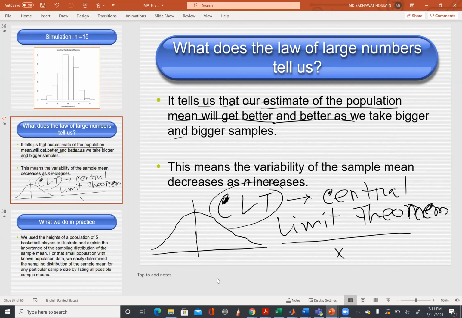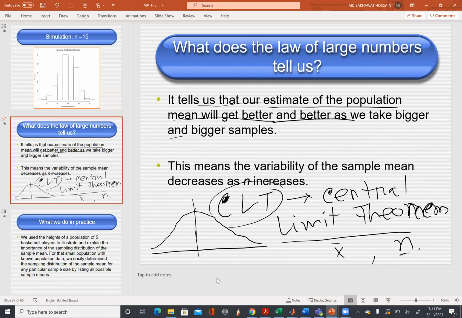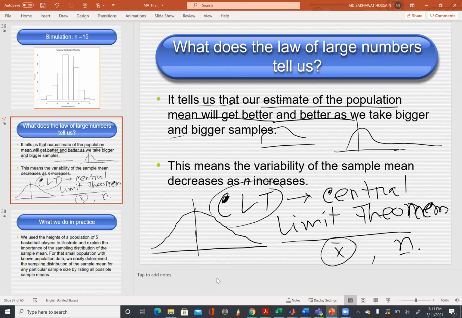So if you consider n large, and you construct the distribution for x bar, then regardless of the distribution of the population, whether the population distribution is skewed, bell shaped, or left skewed, the distribution of the sample mean will be close to a normal distribution, or approximately normal, if n is large. And we'll discuss this in the next section.